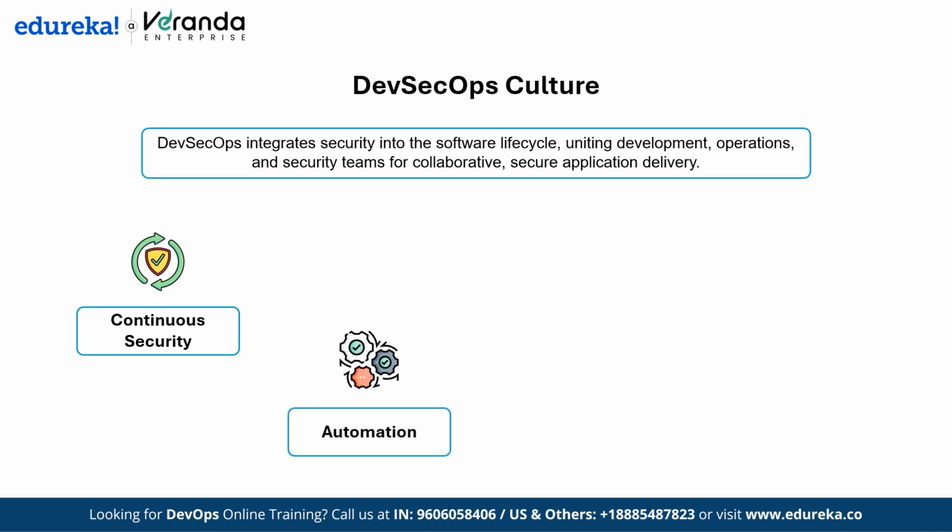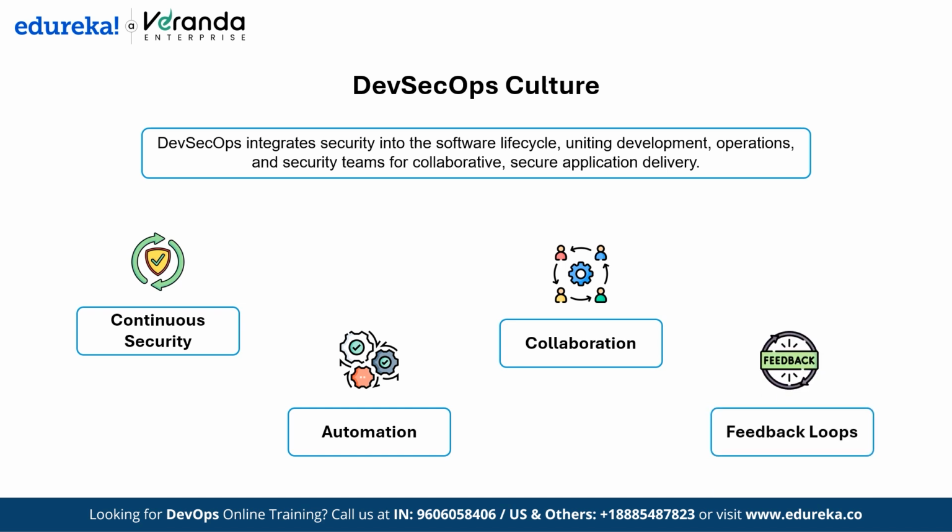Tools for code analysis, vulnerability scanning and monitoring ensure consistency and speed. Next is the collaboration. Teams work together, balancing security needs with the development speed and operational efficiency. Last is the feedback loops. Continuous feedback helps identify and resolve issues early in the cycle. These approaches ensure faster delivery of secure, reliable software while minimizing risks.